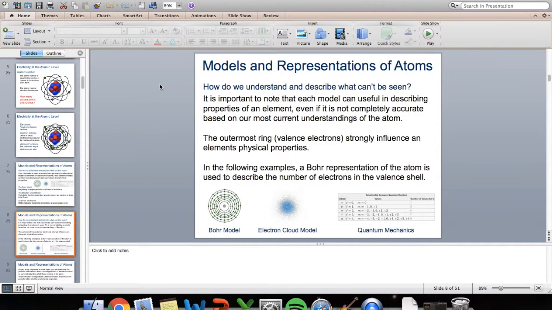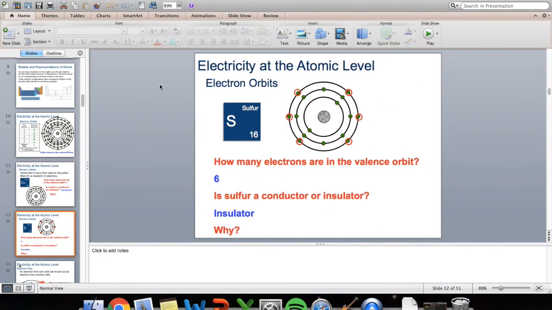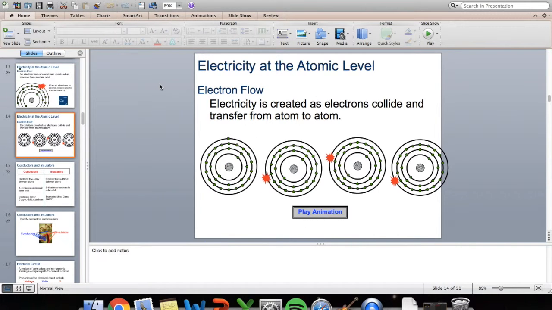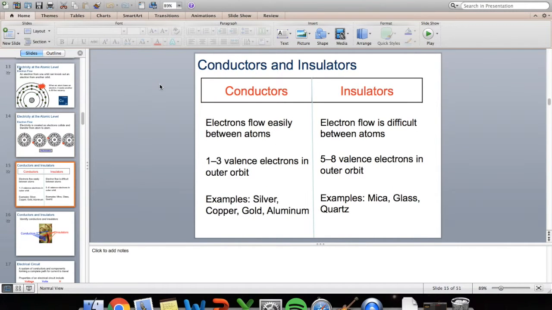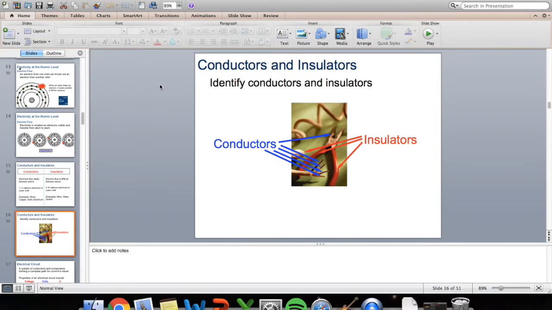So here we go. We're going to skip through some of this atomic stuff right now, some of the theoretical things about how electricity actually works and the chemistry that makes it possible. We'll get into that later. Right now, let's take a look at this one.